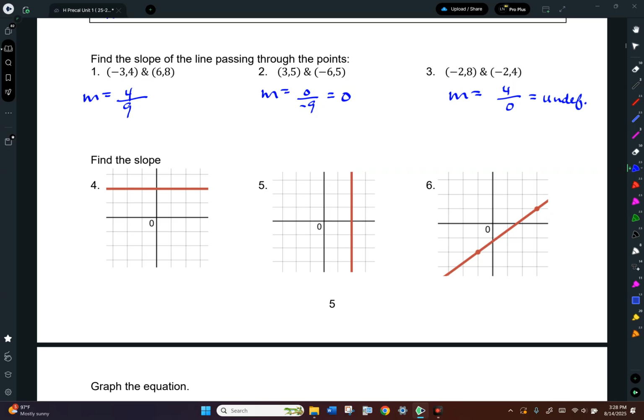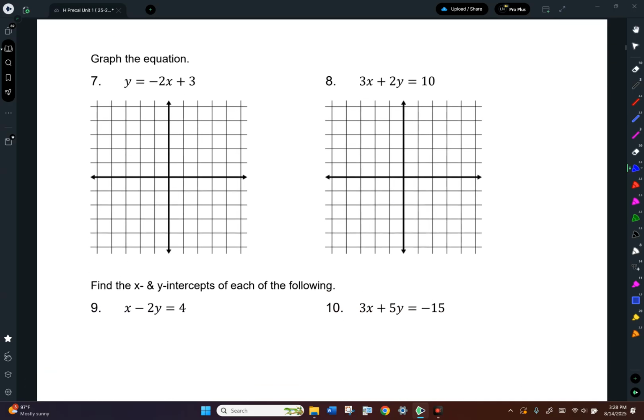Okay, so number 4 here, well, if it's a horizontal line, what's the slope? The slope is 0. What about number 5? It's a vertical line, so we know the slope is undefined. And then on number 6, I don't need to find those ordered pairs, right? I can do the idea of rise over run. So you always want to go left to right. So this is my leftmost point that I'm going to look at. And so I'm going to go up 1, 2, 3, and over 1, 2, 3, 4.